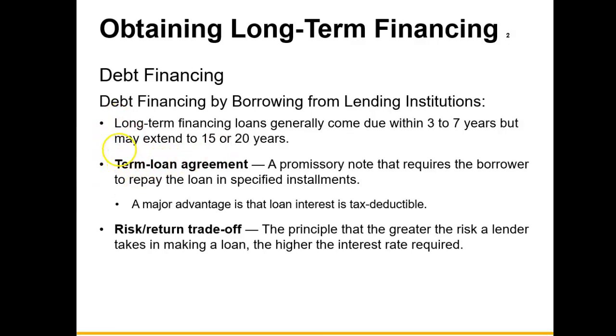With a term loan agreement, you sign a promissory note, a written contract that requires the borrower to repay the loan in specified installments. So you could be paying monthly, you might be paying annually, depending upon the actual terms of that agreement. An advantage is that when you borrow money, the interest that you pay on the loan is tax deductible. Okay? Now there's a risk return trade-off, meaning that the greater the risk of the lender in making that loan, the higher the interest rate.